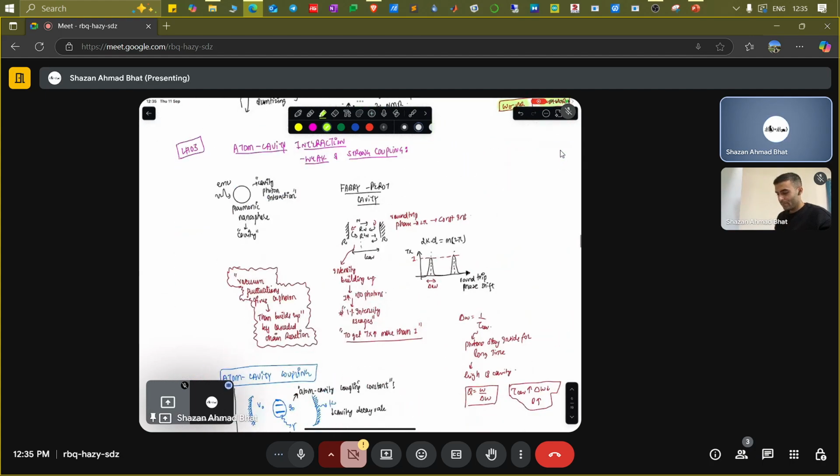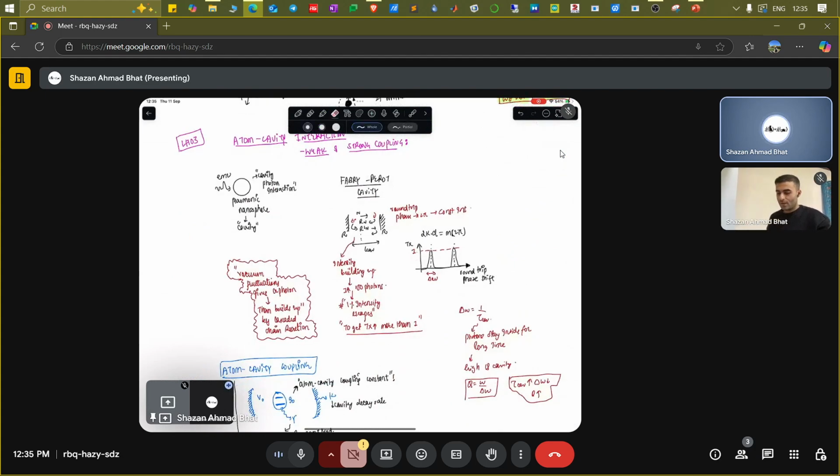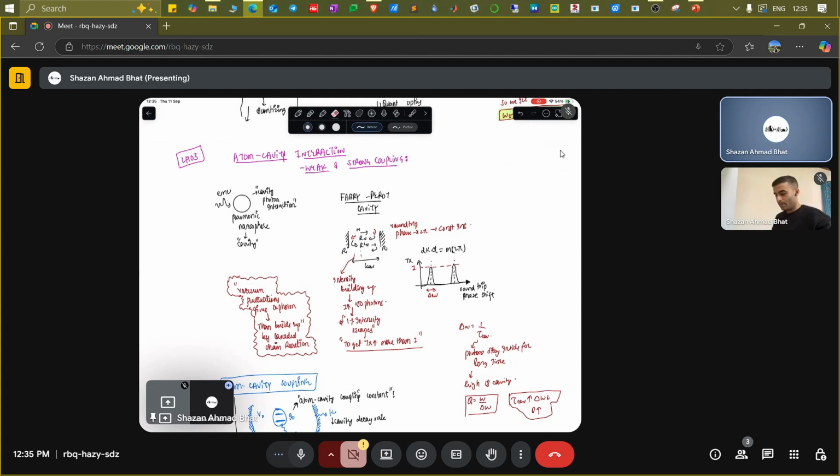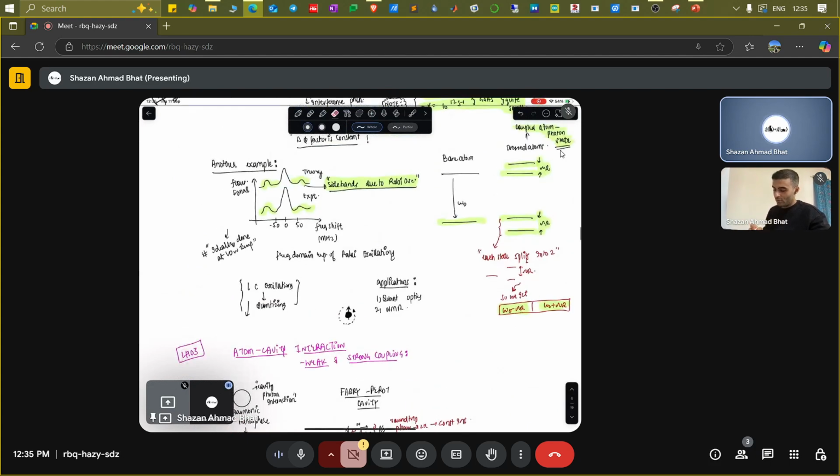So what else? Now we move into something called atom cavity interaction, and we talk about something called the weak and strong coupling regime. So we'll stop here, and we don't go into further details of the Rabi oscillations. If you are interested, particularly in the maths of it, you can see Introduction to Quantum Mechanics by Griffiths, and you can see the chapter on Rabi oscillations, Rabi flipping.